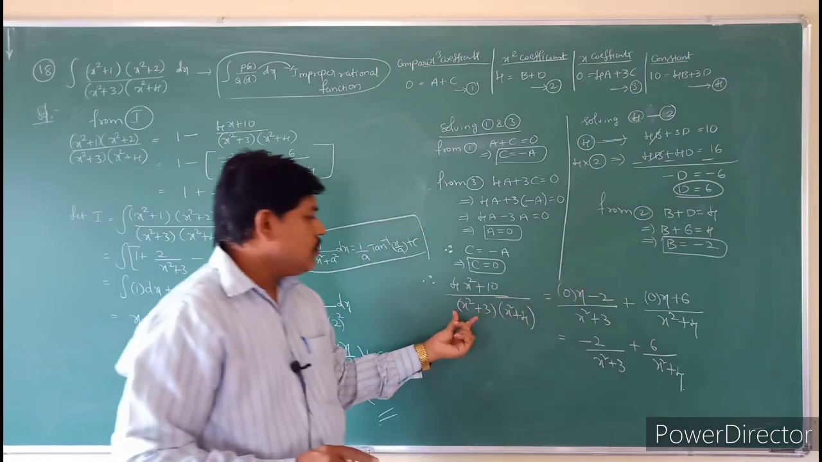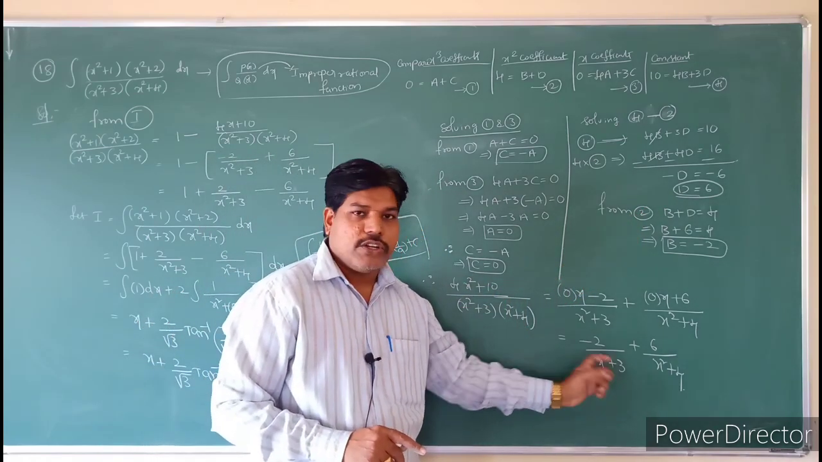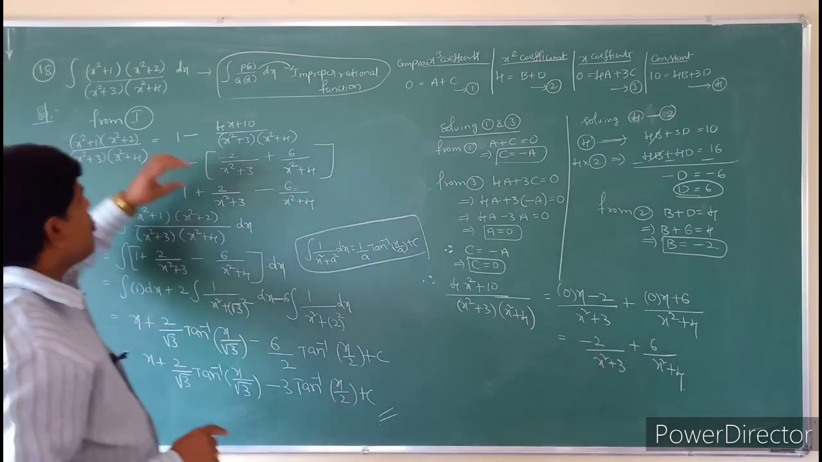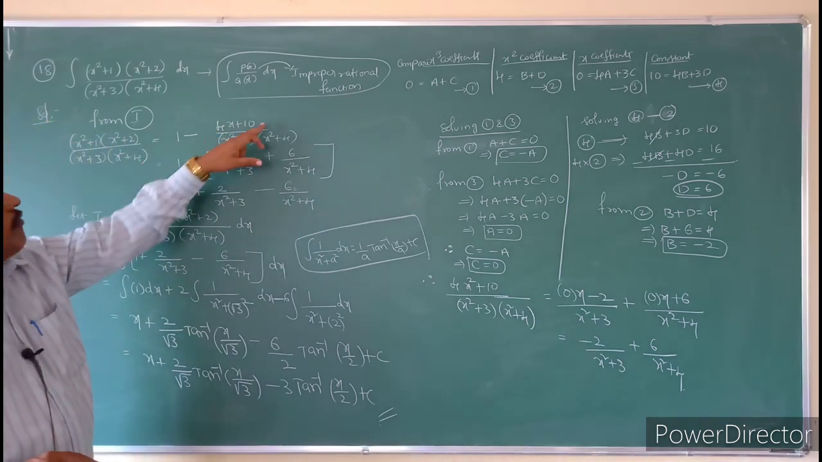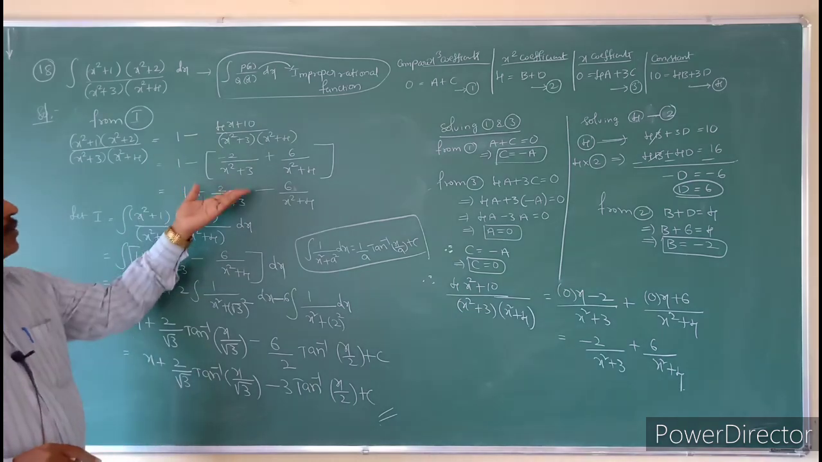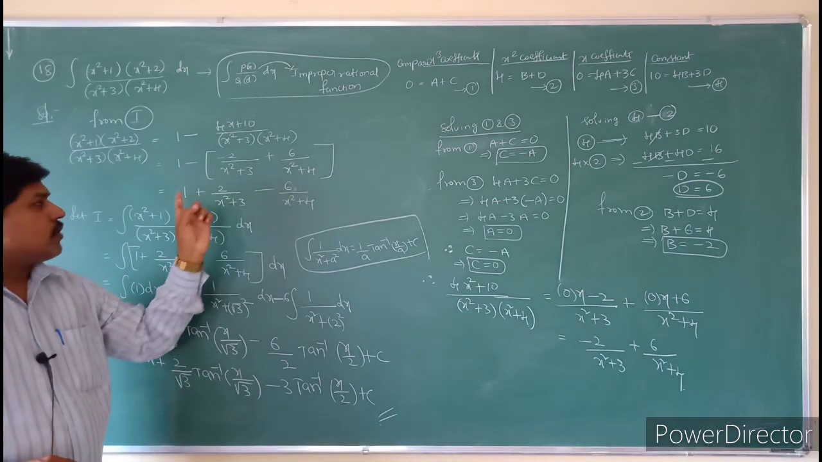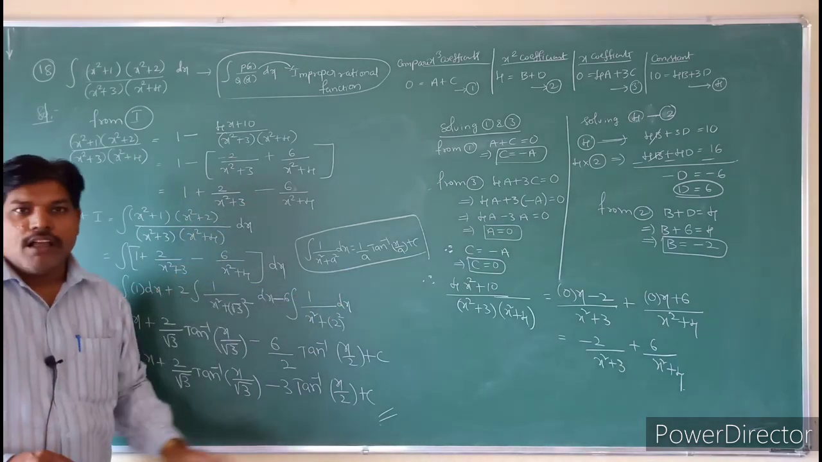After getting these two, 4x plus 10 is factorized into partial fractions as minus 2 by x square plus 3 plus 6 by x square plus 4. But the original problem is this one. This can be written as 1 minus 4x plus 10 by (x square plus 3) into (x square plus 4). So this value is nothing but minus 2 by x square plus 3 plus 6 by x square plus 4. Apply the minus, apply the integrations and apply this formula. You will get the answers.